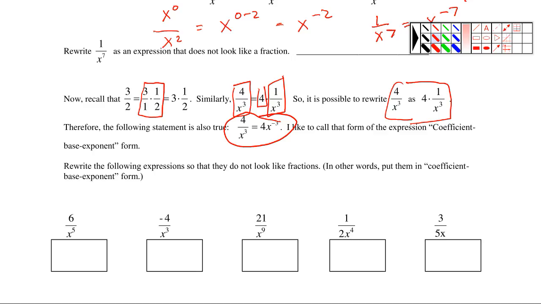So 8 over x can be written as 8 times 1 over x, or 8 times x to the negative 1. 5 over 4x to the 6th is 5 over 4 times x to the negative 6th. And I'll give you a few for you to do on your own.